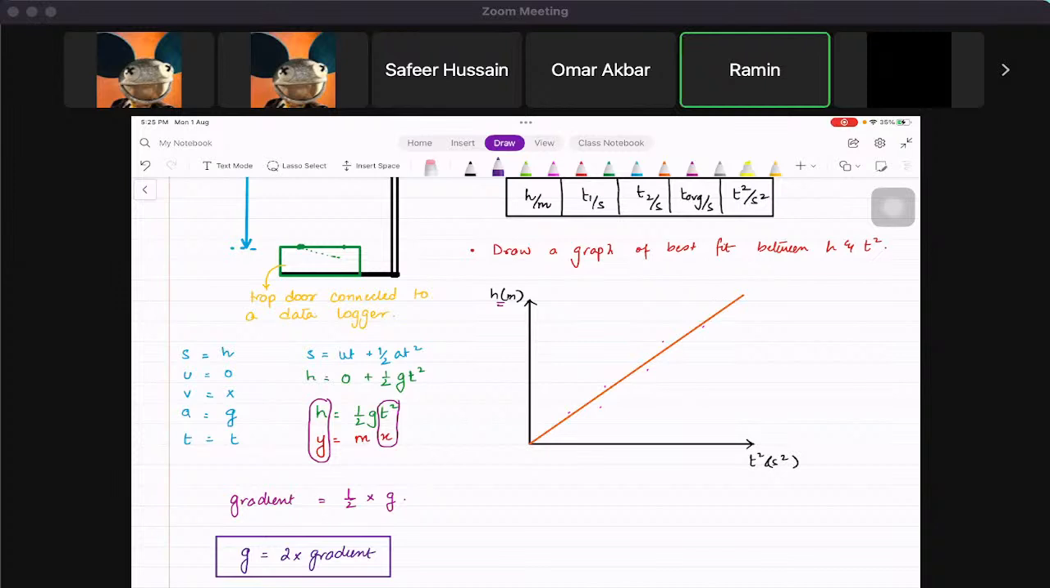So gradient is 2 times height. 2 times, sorry? No, g is 2 times the gradient. Okay. Because I compared it with y equals mx. You see, on the y-axis I have h, on the x-axis we have t square. So m is the gradient in this equation, which means gradient will be equal to half g. Do you see? Right here. Okay.